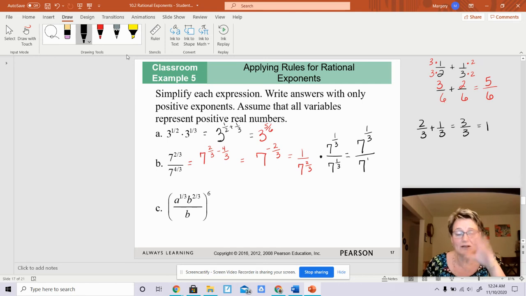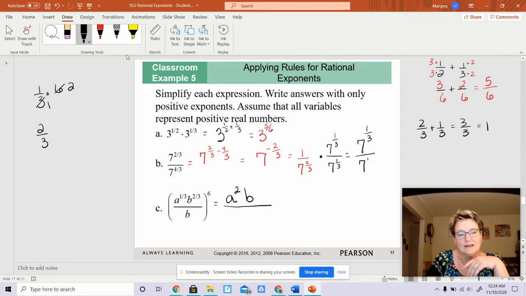Now this one over here is a power raised to a power. So you want to take care of the numerator first and then deal with the denominator. So my first base is a. 1/3 times 6. 3 goes into 3 once. 3 goes into 6 twice. 2 times 1 is 2. My next base is b. So I'm going to have 2/3 times 6. 3 goes into 3 once. 3 goes into 6 twice. And then 2 times 2 is 4. So that exponent's going to be 4.